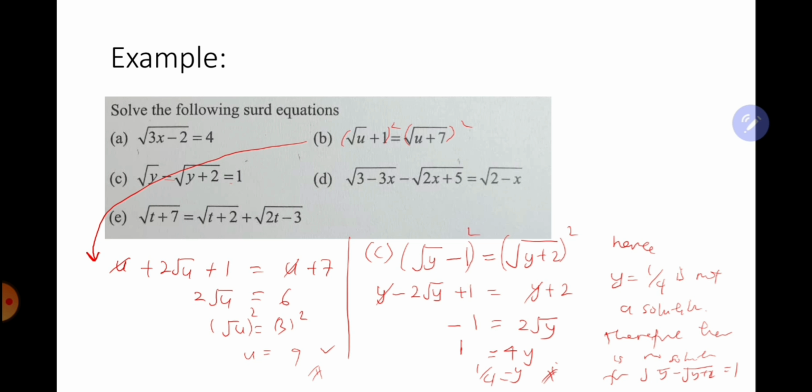If you look at the solution, the book gives 2 solutions, and apparently both solutions do not satisfy the original equation. So the workings are quite different from what I did. I think my method is easier. D you can do yourself. I'll just show you E.